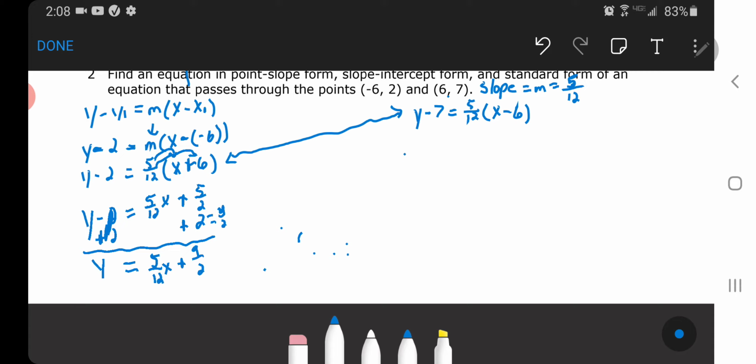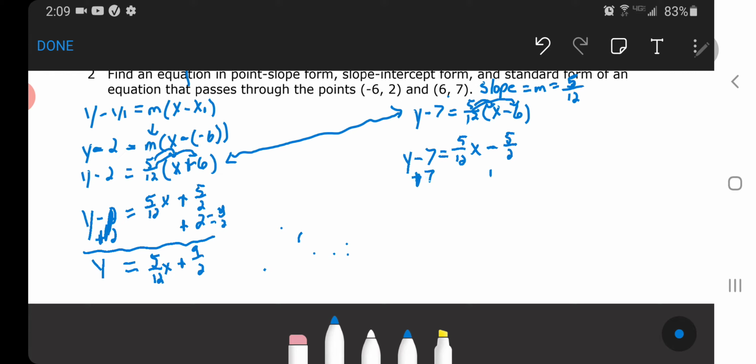Let's distribute out that 5 over 12 to both of these. So we get 5 over 12x. And 5/12 times a negative 6. Same thing, kind of like minus. Make sure I'm doing the math right. I don't want to mess up. Yeah, minus 5 over 2. Okay. Lastly, solve for that y. We're going to have to bring that negative 7 over. So since it's negative 7, the opposite of minus is adding.